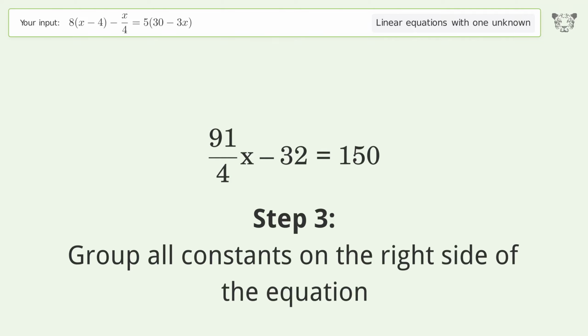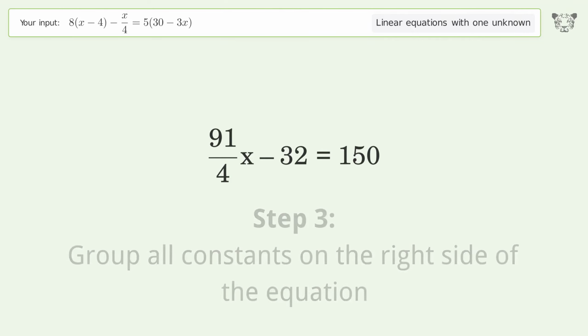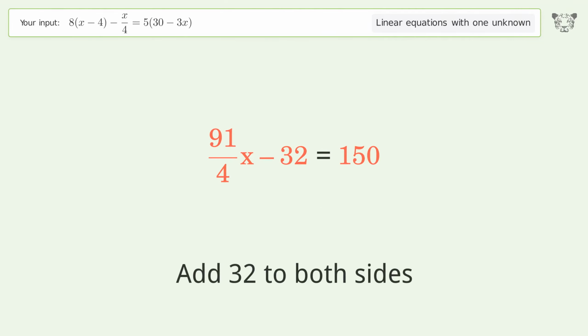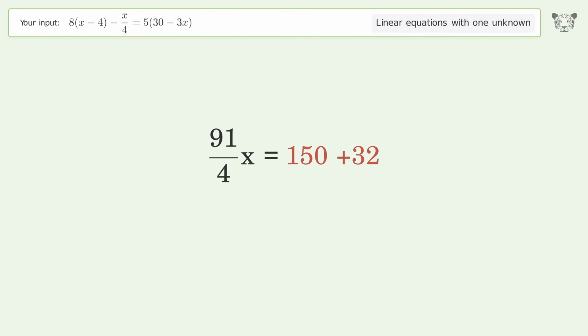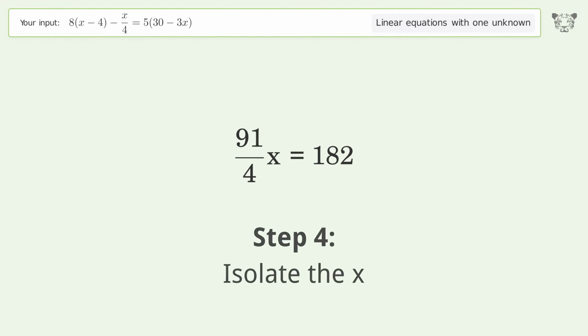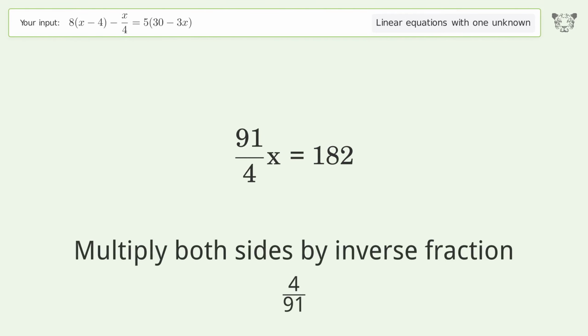Group all constants on the right side of the equation. Add 32 to both sides. Simplify the arithmetic. Isolate the x. Multiply both sides by inverse fraction 4/91.